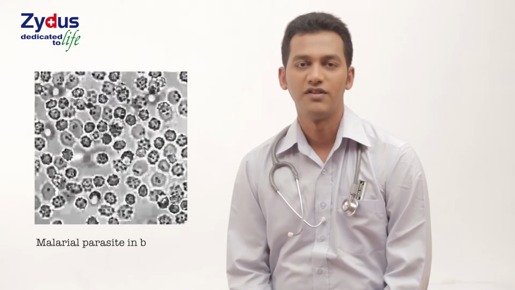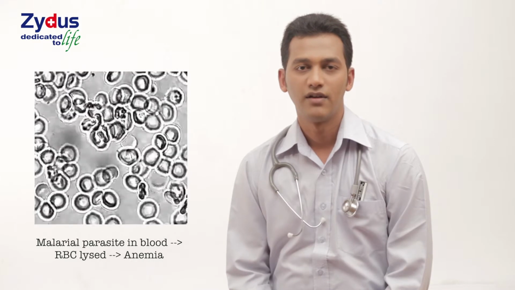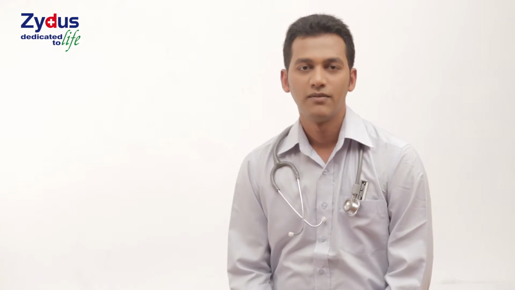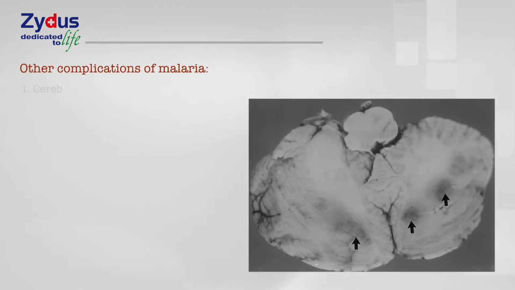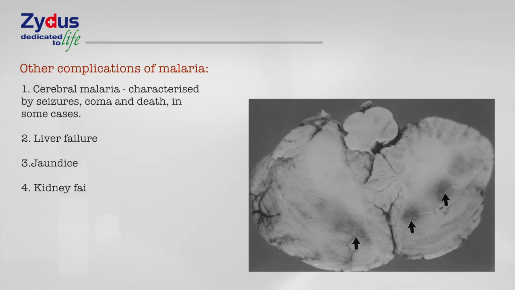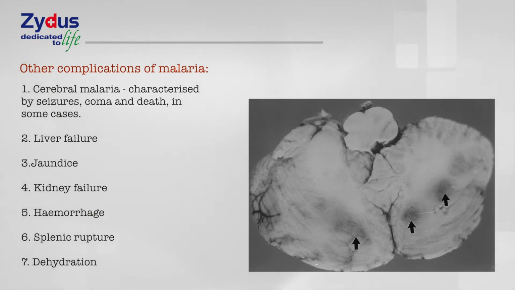Now we'll study about the complications of malaria. We all know that the malarial parasite affects the RBCs. When the RBCs are affected, they get lysed and this leads to the formation of anemia. Sometimes the malarial parasite can enter into the brain and affect the brain. This might lead to coma, seizures and in very rare cases, death occurs. This is known as the cerebral form of malaria. The other complications of malaria include liver failure, jaundice, kidney failure, hemorrhage, splenic rupture and sometimes dehydration too can occur.